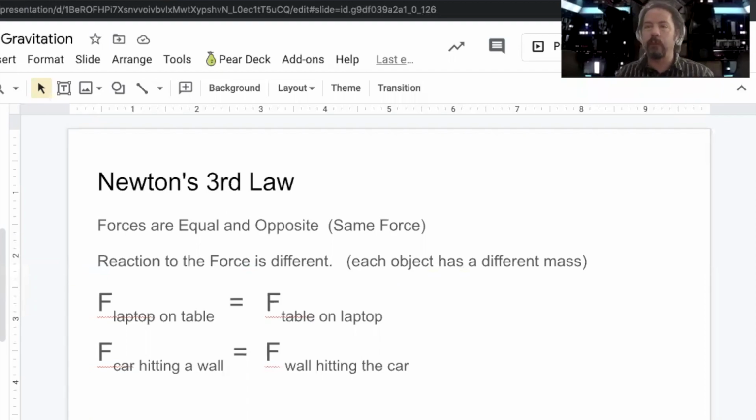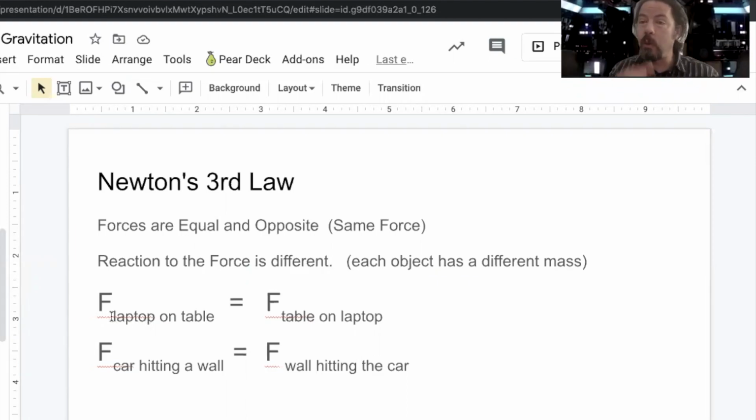So really briefly, here is a review of Newton's third law. Newton's third law says forces are equal and opposite. Okay? They have to be force pairs. So two objects that are interacting with each other, if this hand is pushing on this hand, then this hand is pushing back with the same force, okay? A better example might be, I put my laptop on the table, the force of gravity is pulling the laptop down, but the table is pushing back with an equal force, okay?